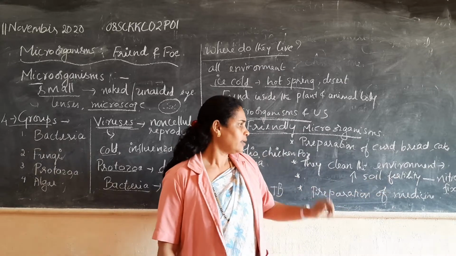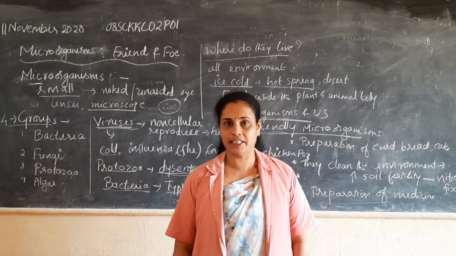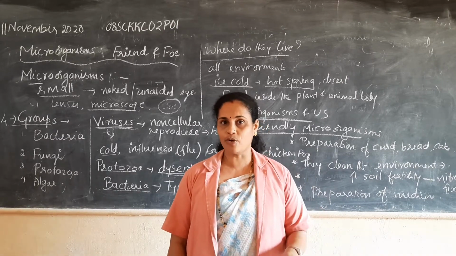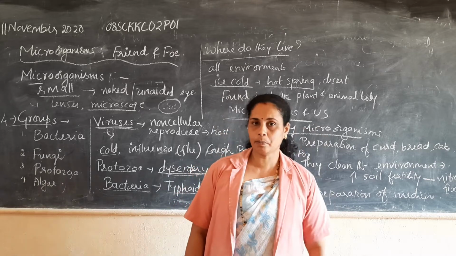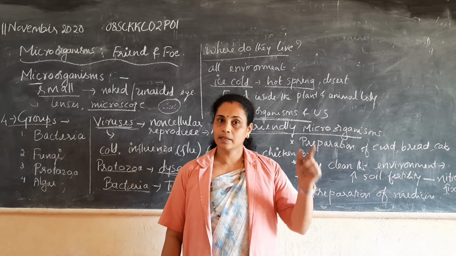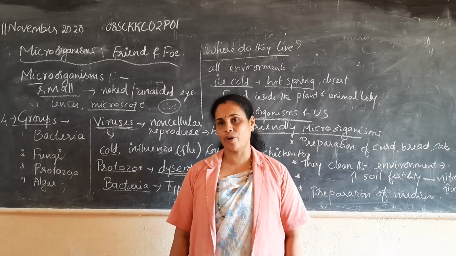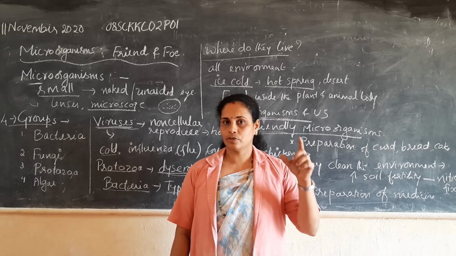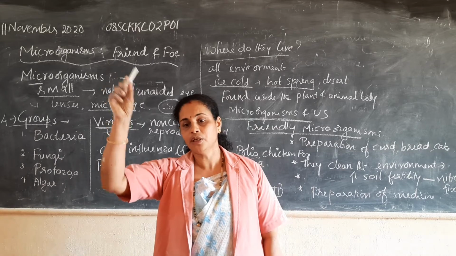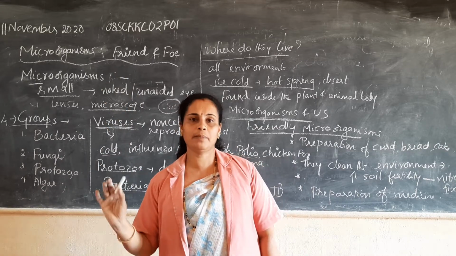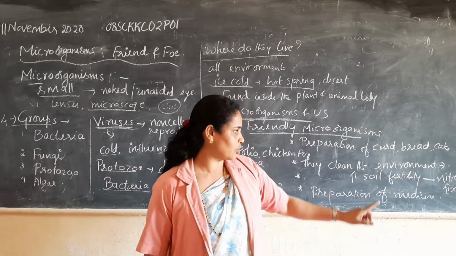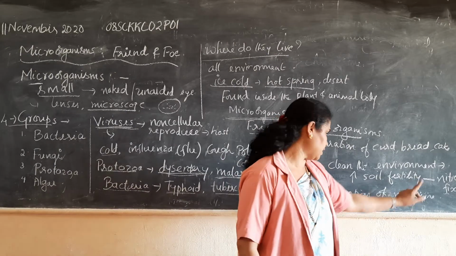Then they enhance the soil fertility. Microorganisms increase the soil fertility because in the atmosphere about 78% nitrogen is present. It is fixed by the microorganisms. So Rhizobium or some bacteria fix the atmospheric nitrogen into the soil, which is available to the plants, hence making the soil fertile. So they increase the soil fertility.